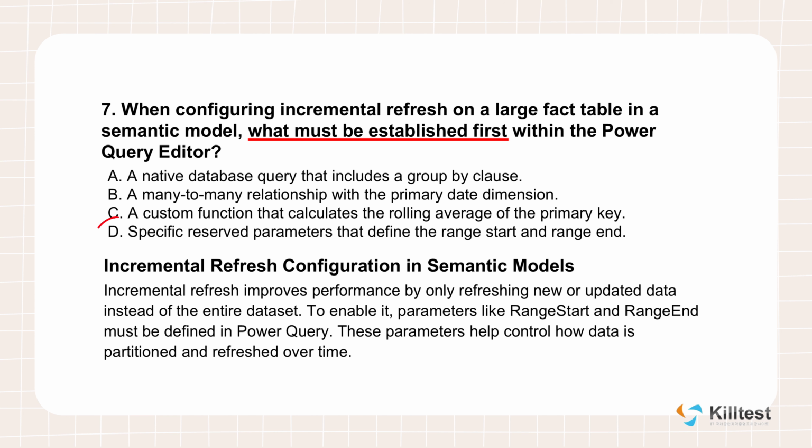Yeah. What about option B, a many-to-many relationship with the date dimension? That is just terrible modeling practice in general. Yeah. You want a one-to-many relationship with your date table, and it certainly isn't a prerequisite for incremental refresh. And option C, a custom function calculating a rolling average of a primary key. I mean, that makes absolutely no mathematical or architectural sense. It's pure nonsense designed to distract you. Just a word salad.